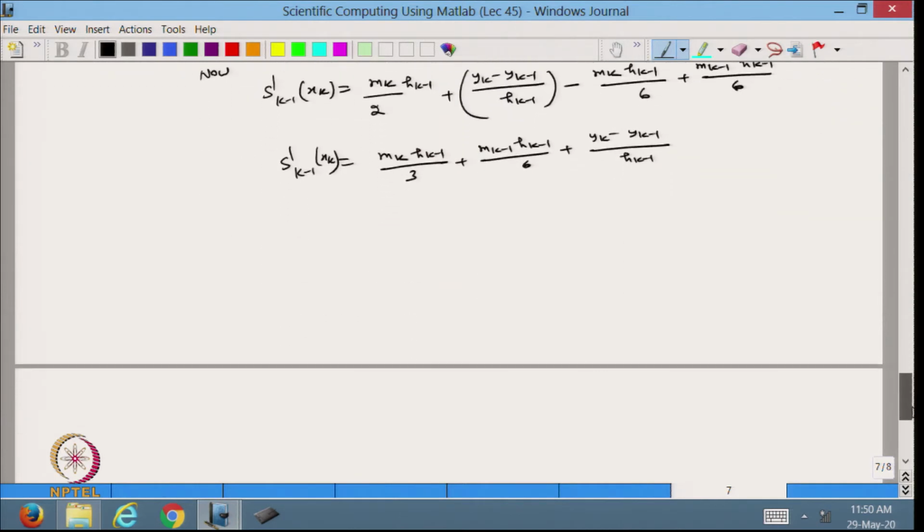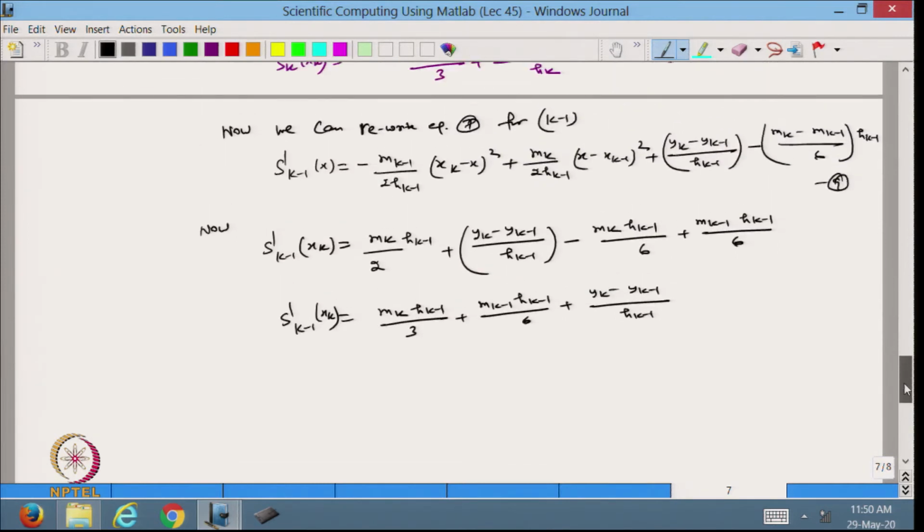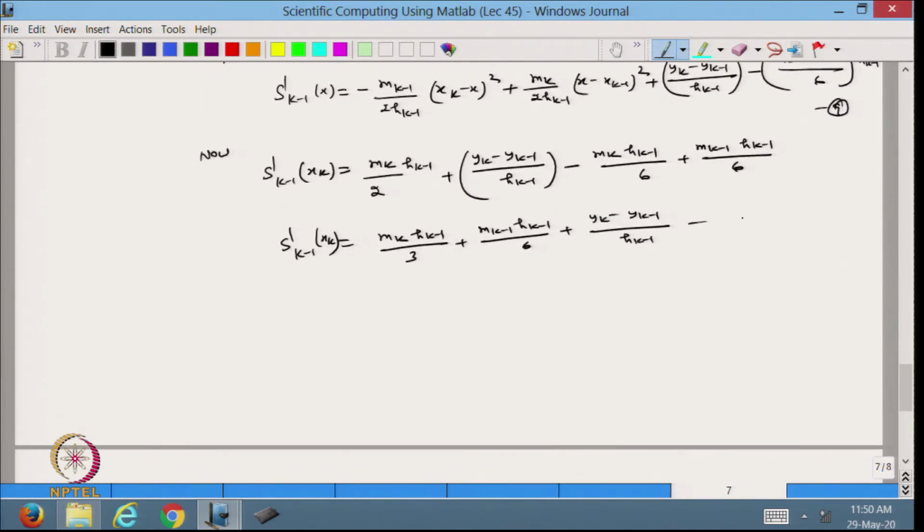Now I know that the derivative should be the same, either moving from left or right. So from here I will write it as equation number 10. Now, since s dash k minus 1 at xk is equal to s dash k at xk, that is the condition that the function should be smooth enough.